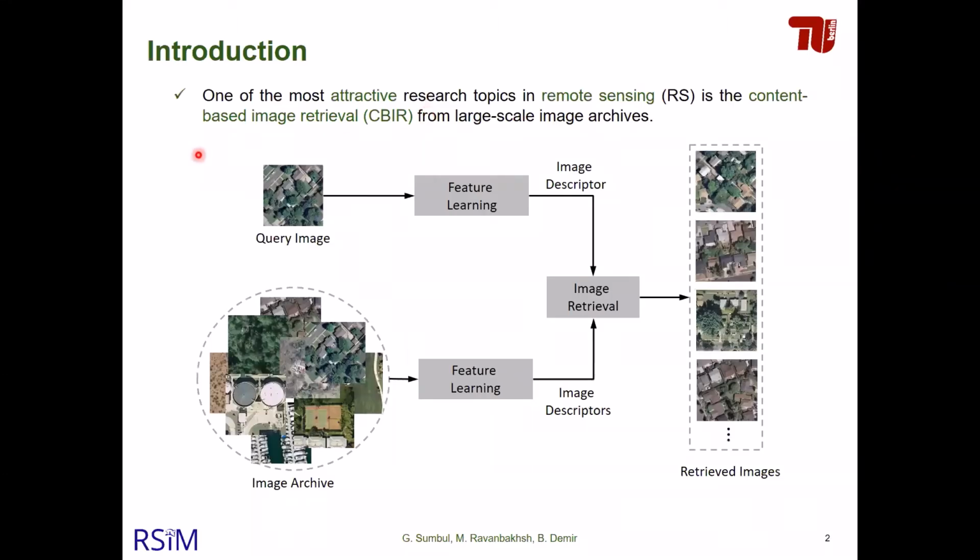As we already know, recent developments in satellite technology have led to fast-growing archives of remote sensing images. Accordingly, one of the most active topics in remote sensing is content-based image retrieval from those archives. You can see its illustration in this slide. Image retrieval aims to find similar images to a given query image from an image archive. This is achieved by comparing image descriptors, which are obtained by a feature learning step.